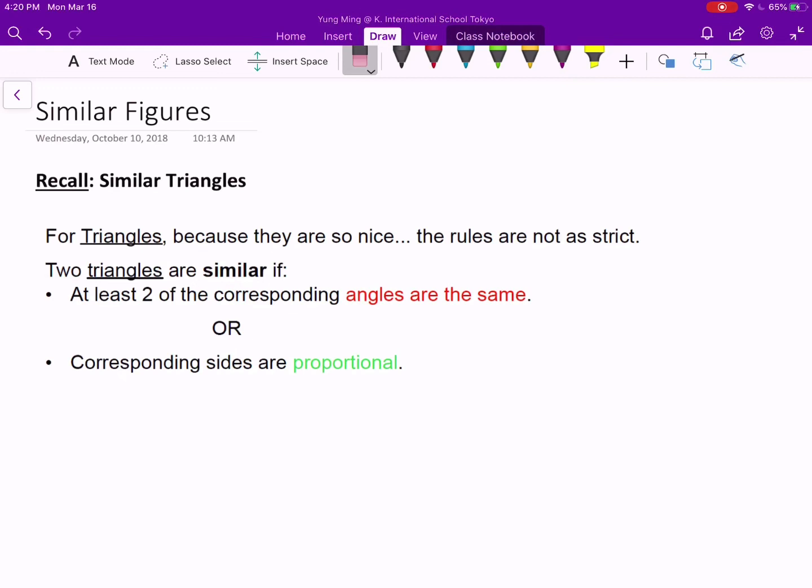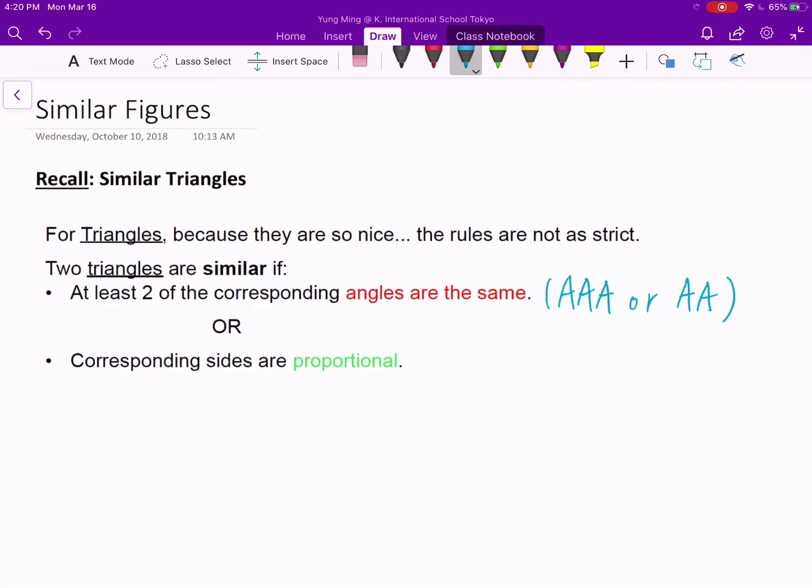That's basically saying that you could have AAA or AA representing at least two of the corresponding angles being the same. Or you could have SSS or SAS. Notice that in this case the S represents the proportional sides. It doesn't necessarily mean that they have to be exactly the same sides.